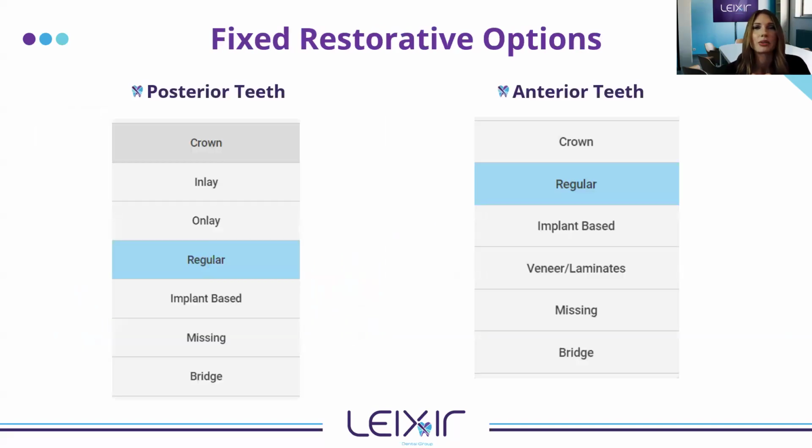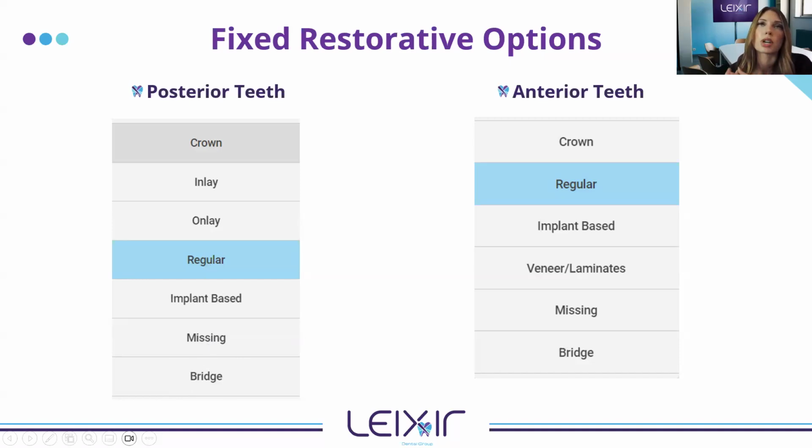All right. So once we select the tooth that we're working on, this is what's going to pop up. So we have posterior tooth options and anterior teeth options. Obviously, you'll have veneer and laminates on your anterior cases, but for today, we would either select crown at the top here, or we would select bridge. You can also chart your missing teeth.